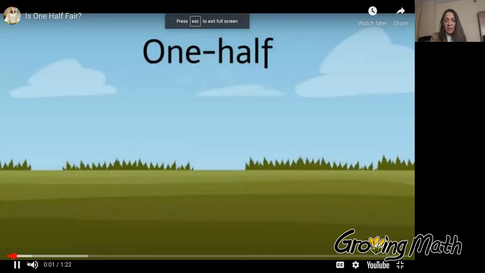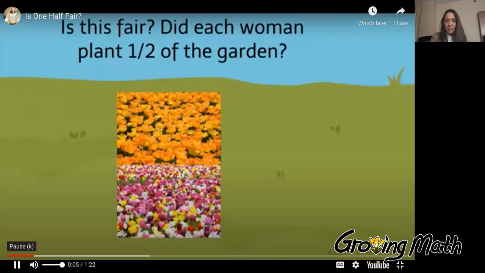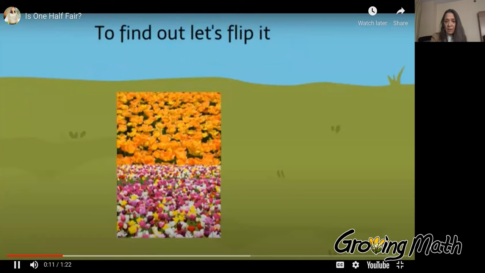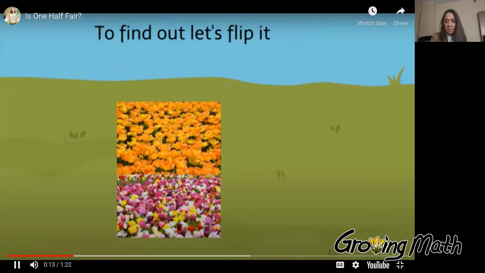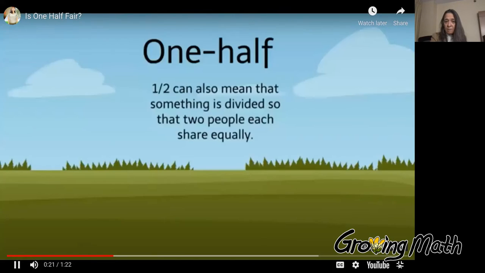1/2. 1/2 can mean that something is divided into 2 equal parts. Is this fair? Did each woman plant 1/2 of the garden? Flip it. Take the top half and drag it over the bottom. Does it cover it up? Is it the exact same size? If so, then yes, they seem to be the same size.